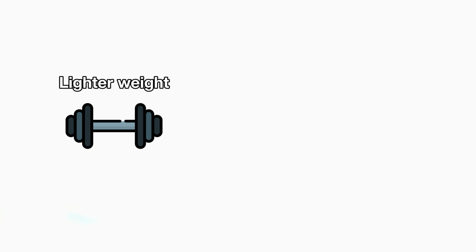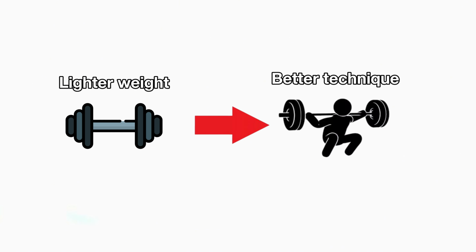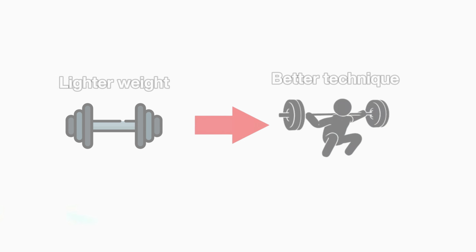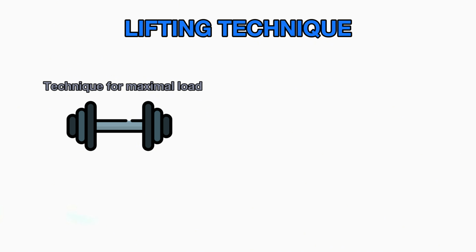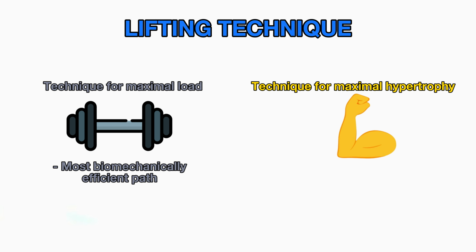When sets are taken close to failure, muscle growth tends to be similar per set regardless of the weight or rep range used. This already challenges the idea that lifting heavier always equals more muscle. In fact, using lighter weights might be better when considering proper lifting technique. The technique that allows the most weight to be lifted isn't always the one that puts the most stress on the target muscle. To lift the maximum amount of weight, we usually rely on the most biomechanically efficient movement patterns. But when training for hypertrophy, the best results often come from following these technical principles.